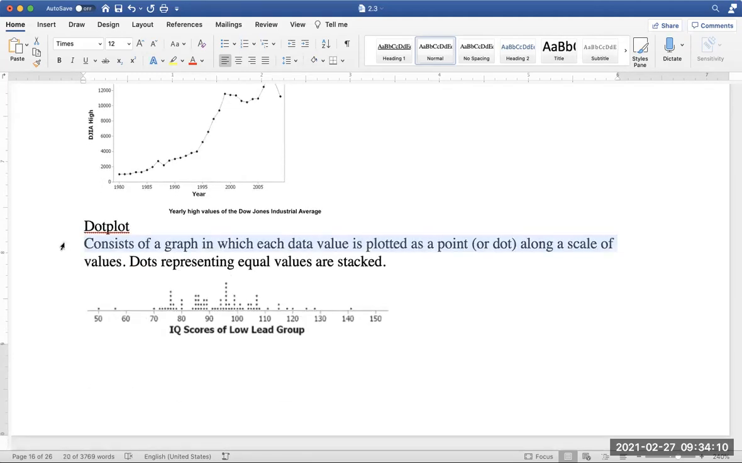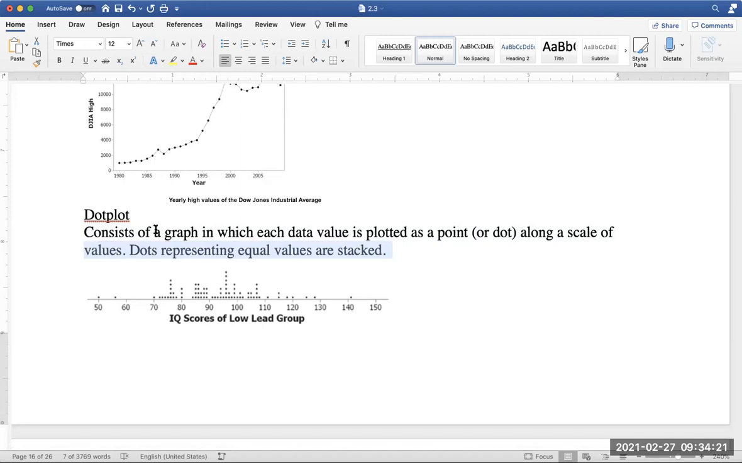Okay, so the dot plot. A dot plot consists of a graph where each dot corresponds to some value. If you have a data value that's repeated, then you stack the dots. So here are IQ scores for low lead.